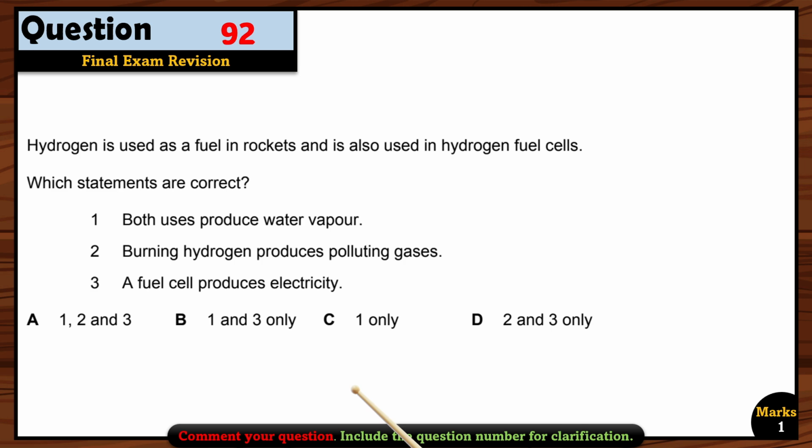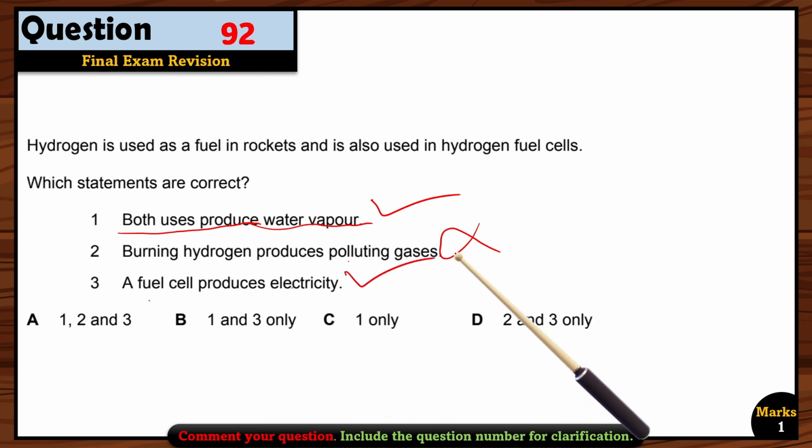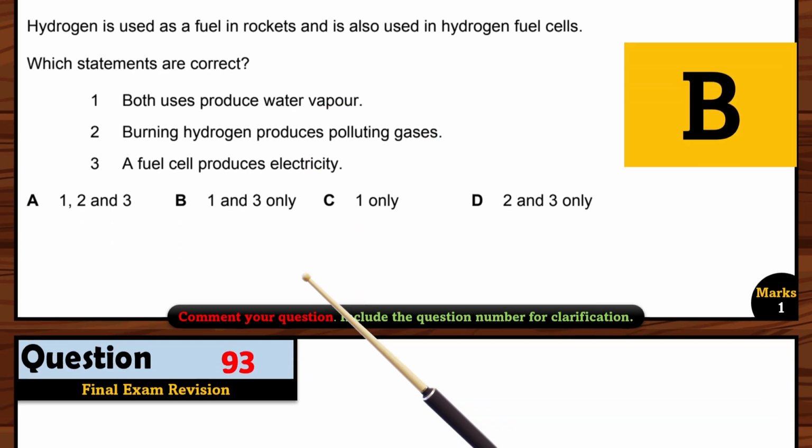Question 92. Hydrogen is used as a fuel in rockets and is also used in hydrogen fuel cells. Which statements are correct? Both uses produce water vapor. Yes, of course, because if you are using hydrogen in the fuel cells, the product will be water vapor. Burning hydrogen produces polluting gases. That's wrong. The only product is water. A fuel cell produces electricity. Yes, that's right. So options 1 and 3 are the right options. That is B. So B is the only right option.